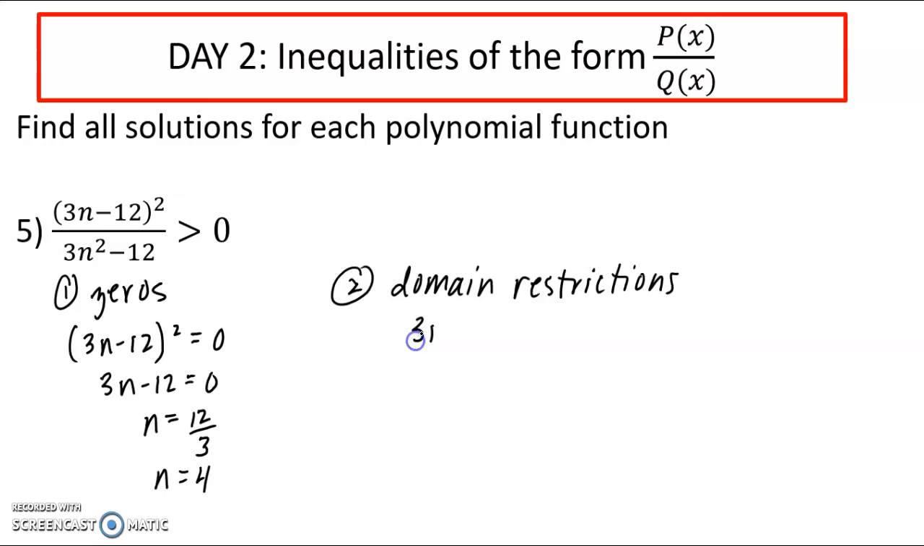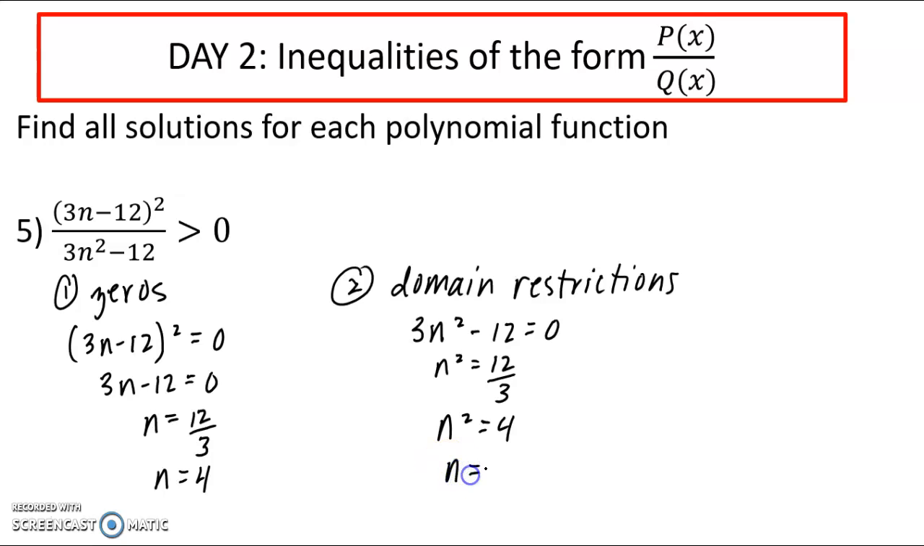And domain restrictions come from where the denominator equals 0. I know that these look very similar, but they're not. For the numerator, the entire expression is being squared. In the denominator, just the n is being squared. So my initial steps are the same. But now I have to solve the equation n squared equals 4.